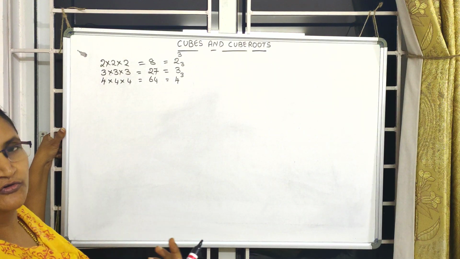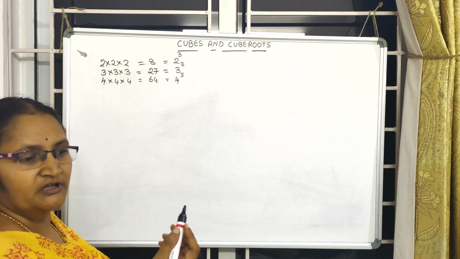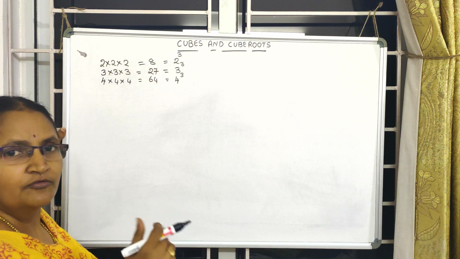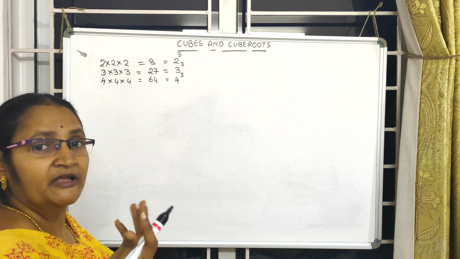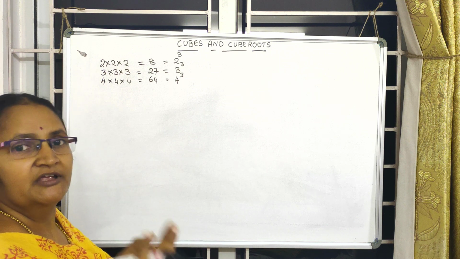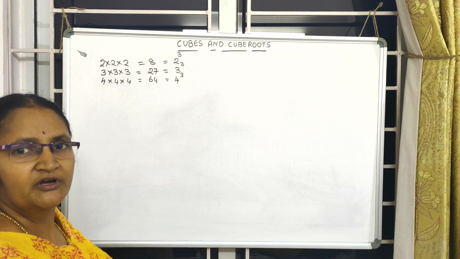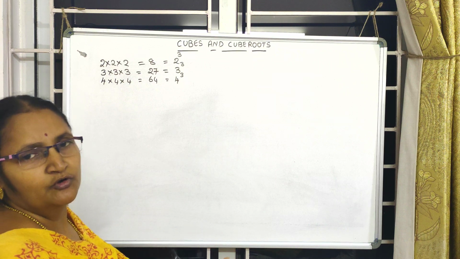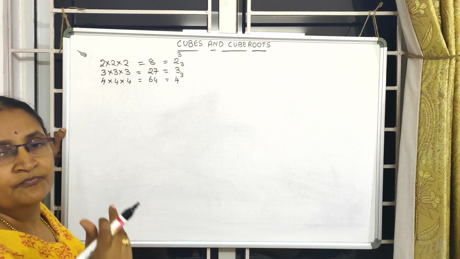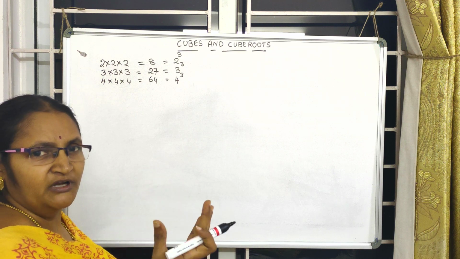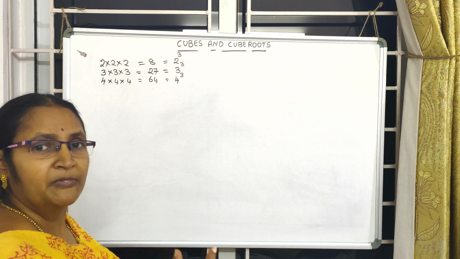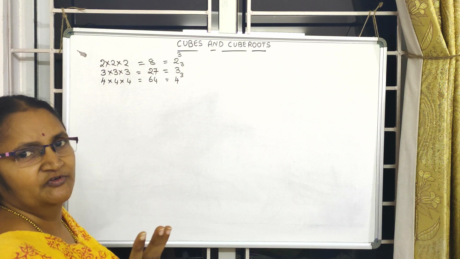What is the cube over here? How is the cube forming? Cube is the product of a number multiplied by itself 3 times. If any number is multiplied by itself 3 times, then what is the product called? The product is nothing but the cube itself. The cube is nothing but the product of a number multiplied by itself 3 times.